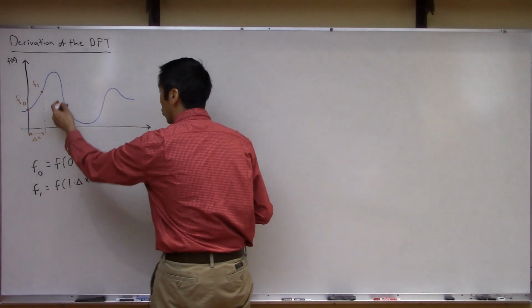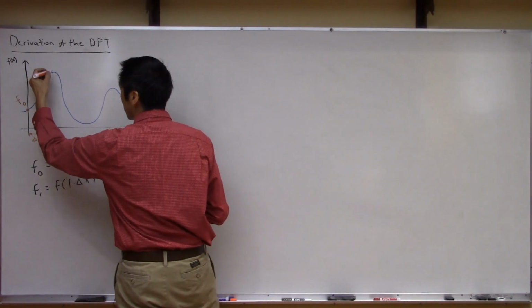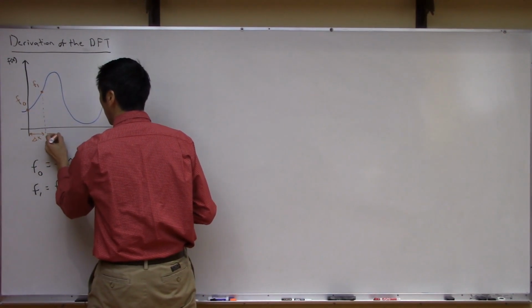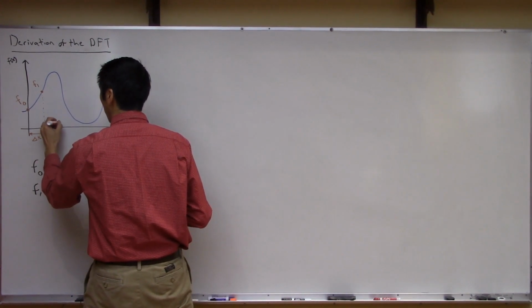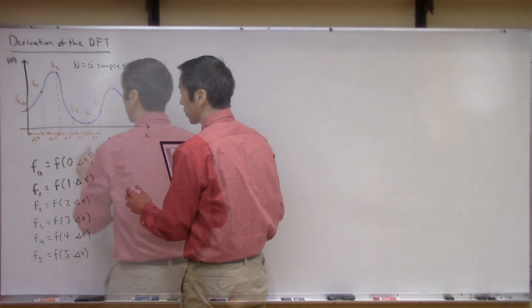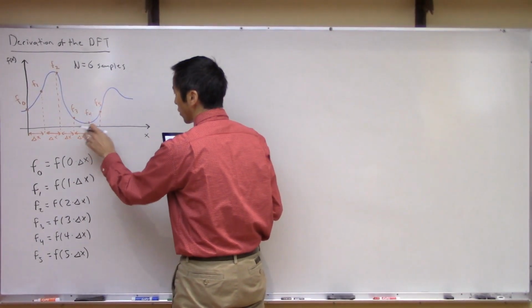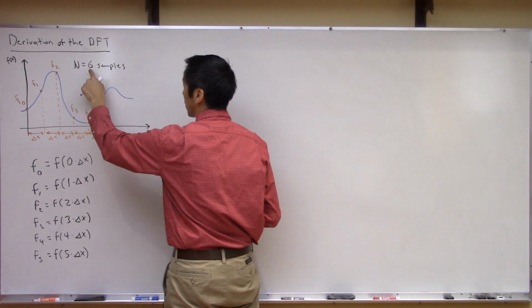So I'm going to go ahead and draw this. So let's keep sampling this, and let's get like 6 samples. Okay? So here's another delta x. So here would be f2. All right, so here we have our 6 samples. So again, in this case, I'm going to choose n, which is the number of samples that we're going to take, as equal to 6.